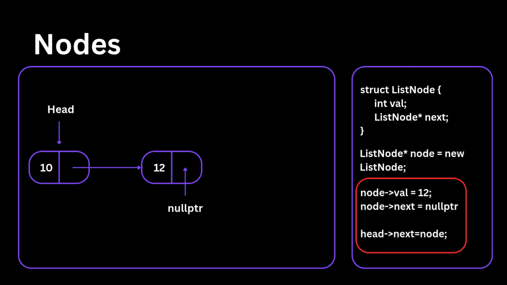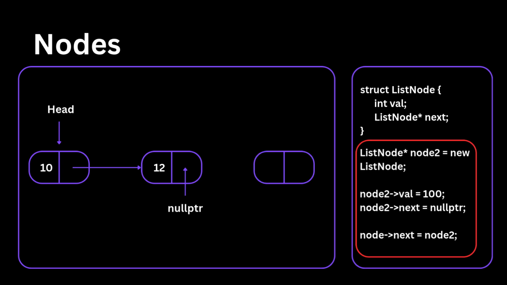Just to show it one more time, we will make another list node, give this one the value of 100, point its next pointer to null pointer, and point our previous node to this node. Notice how every new node points to the null pointer. This is to indicate the end of our list, which is why we call these nodes the tails.